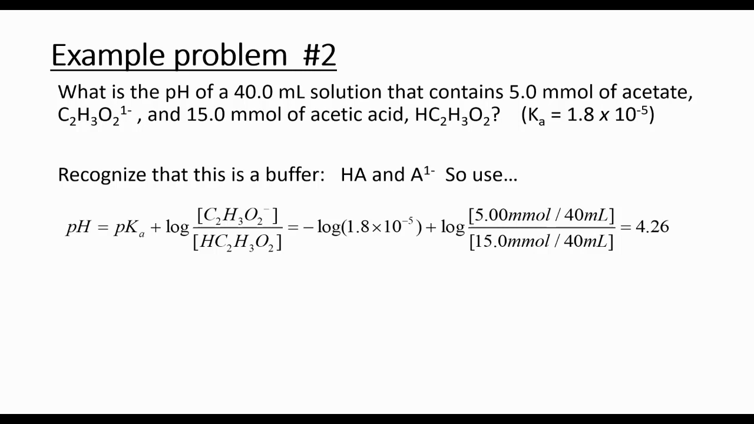I plugged in everything: negative log of the Ka plus the log. 5 millimoles over 40 milliliters would give you a concentration in moles per liter. 15 millimoles divided by 40 milliliters would also give you a concentration in moles per liter. You can do all that math if you want. But if you pause for a minute, you would see that the 40 milliliters cancels out, so you didn't really have to do that math. You can just plug in your values in mole or millimole, just so they're the same, and your units will work out, and you'll get your pH.